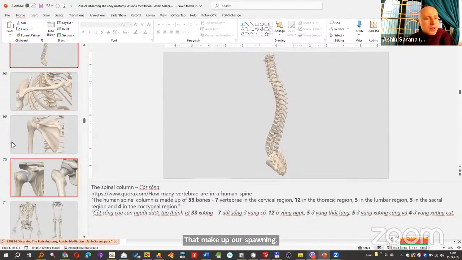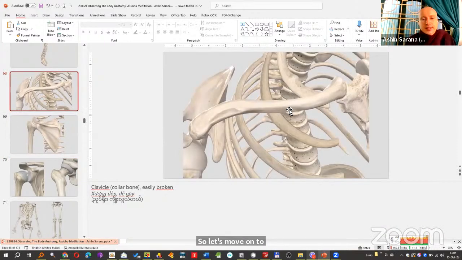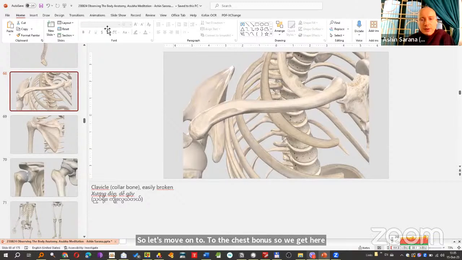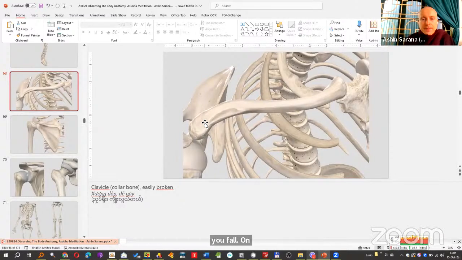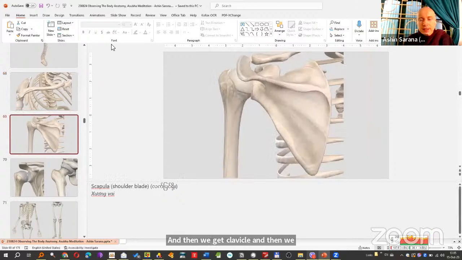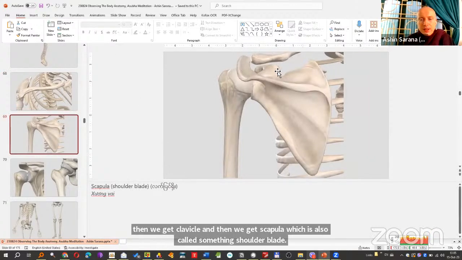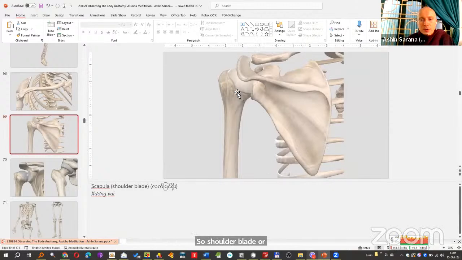So let's move on to the chest bone. So we get here the clavicle, all right? Clavicle is also known as the collarbone, and it gets easily broken if you fall on your chest. And then we get the scapula, which is also called the shoulder blade. So the shoulder blade, or scapula, is the flat bone behind your shoulder.